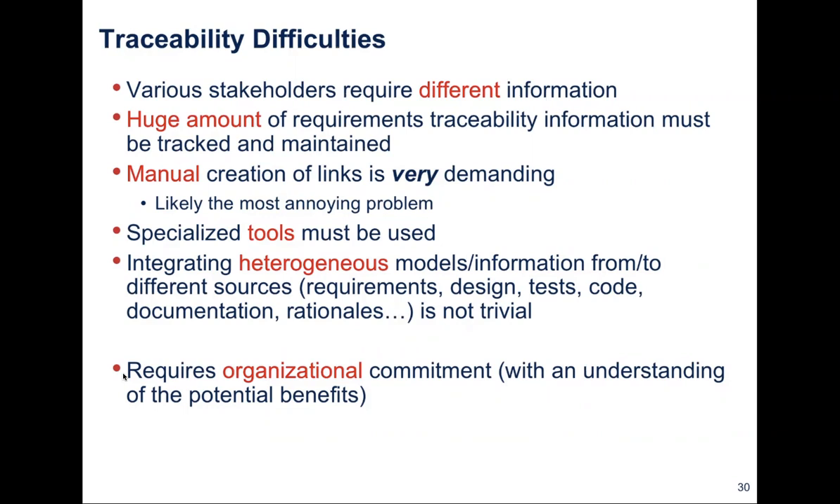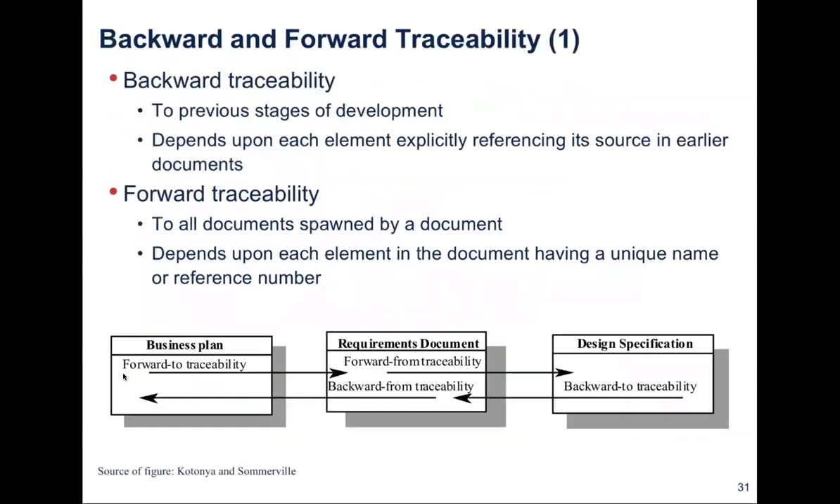Traceability could be backward or forward. Backward traceability means we go back to previous stages of development. It depends upon each element explicitly referencing its source in earlier documents. Forward traceability, on the other hand, means we are tracing the requirement to all documents spawned by another document in a future level in the system. Forward traceability depends upon each element in the document having a unique name or reference number.